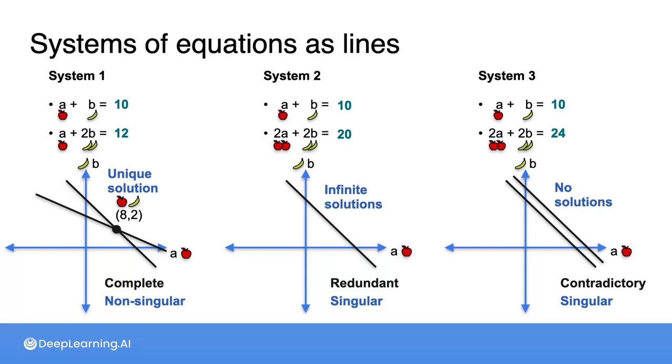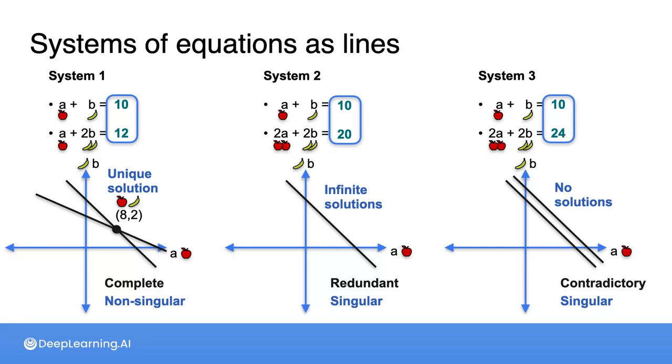So can you somehow contract systems 2 and 3 into 1 in order to really separate singular and non-singular systems into two buckets? The answer is yes. And the way to do this is to look at the constants of the systems of equations. These constants are the numbers in the equations that are not accompanying the variables a or b.